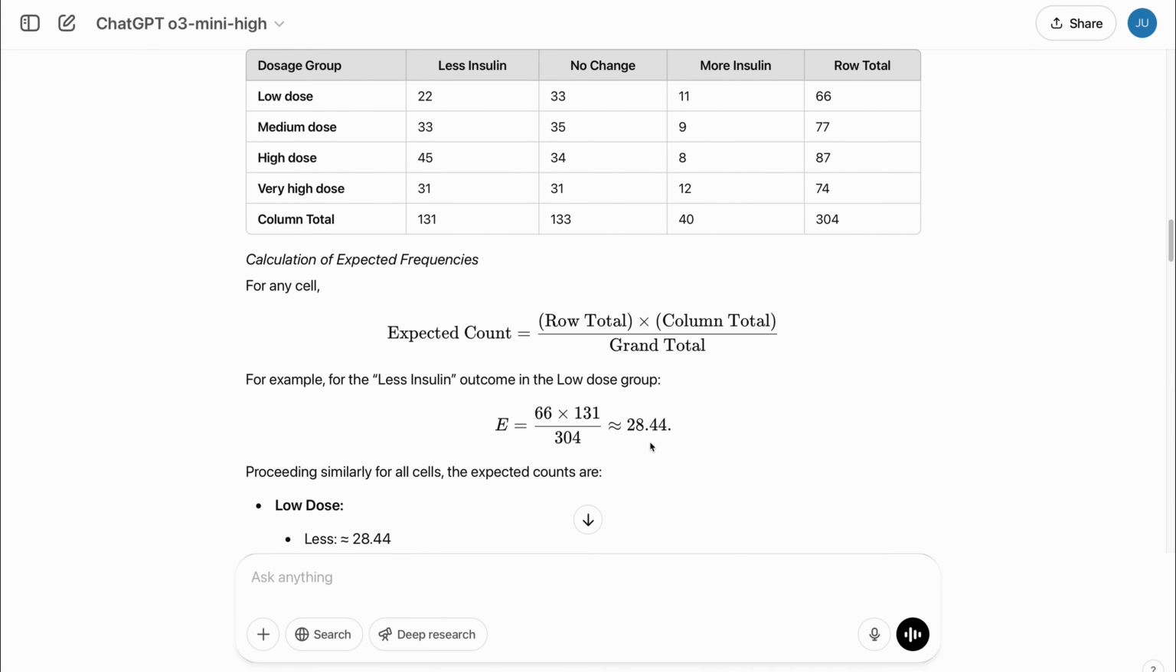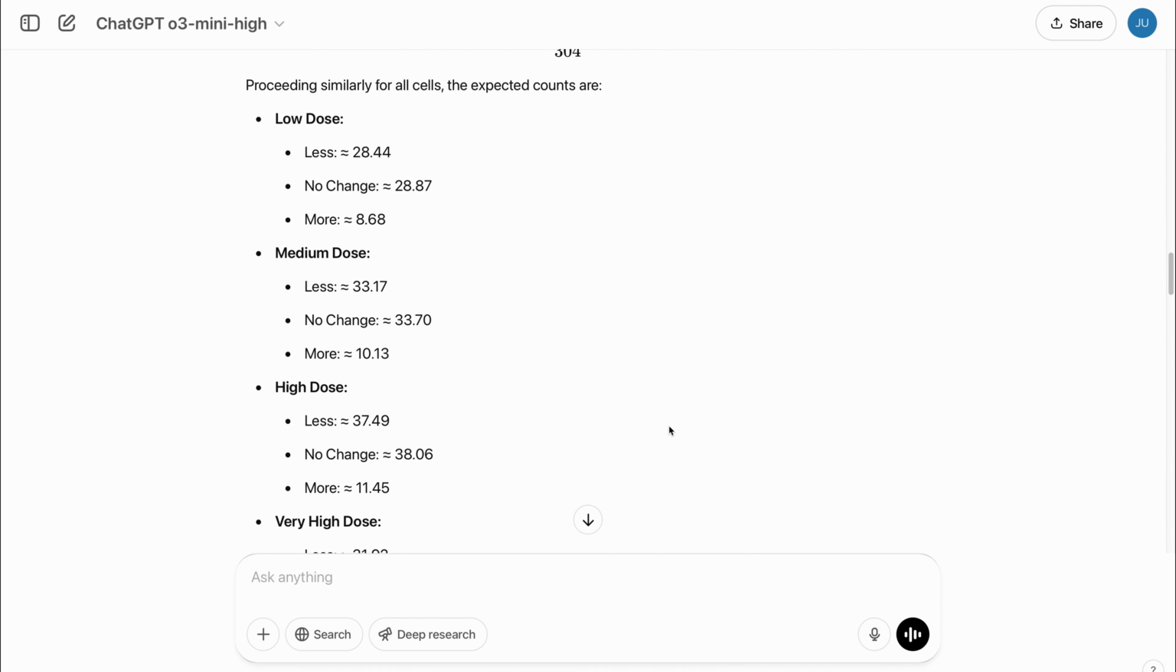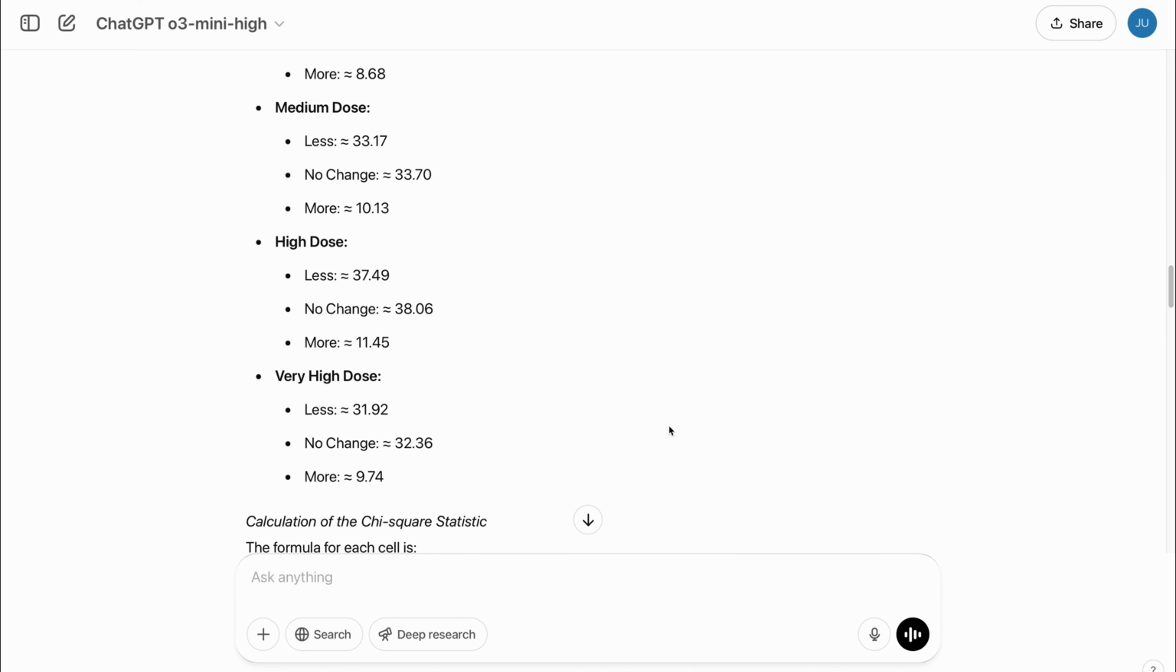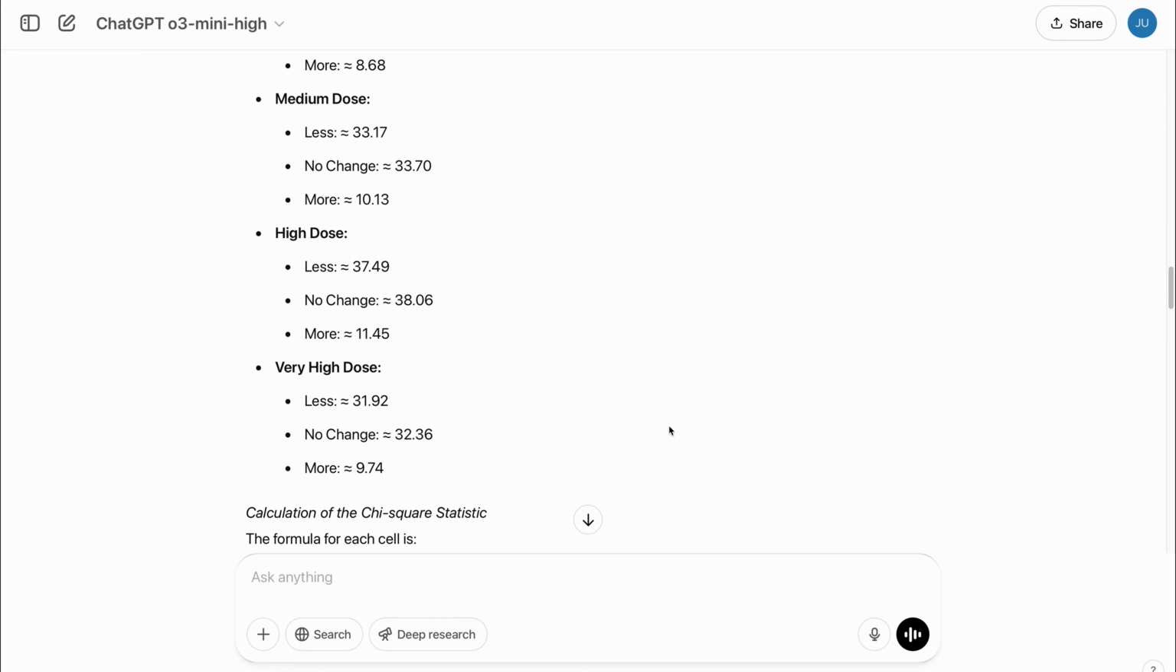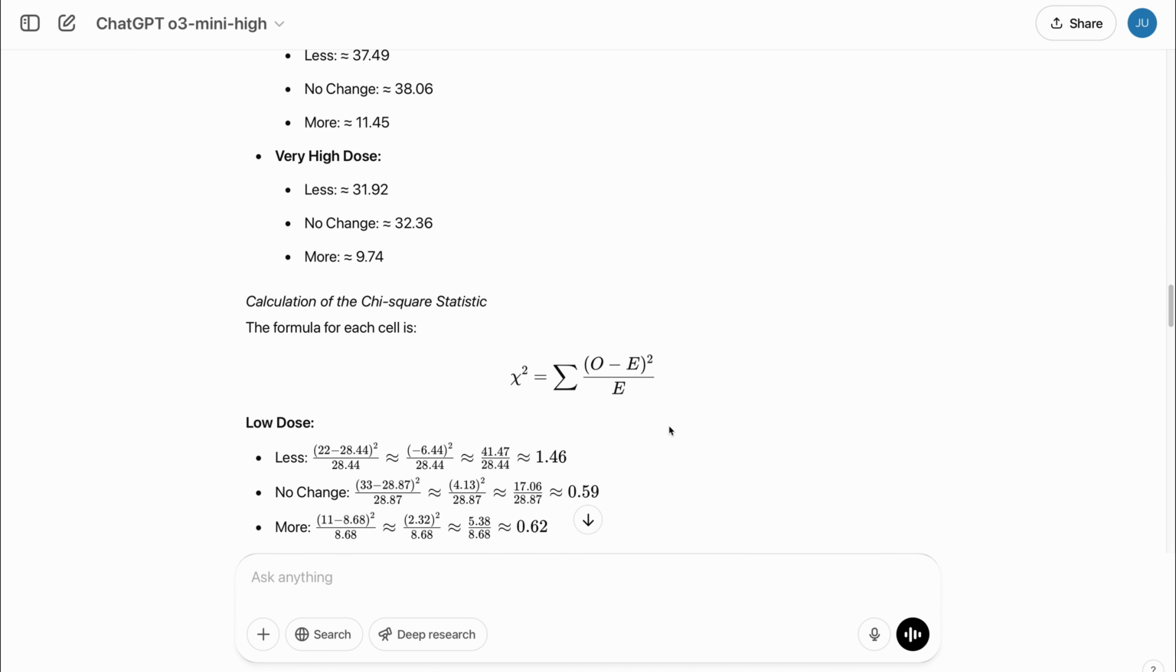And so if I look at this 22 here in cell E sub 11, that will be its row total 66 times its column total 131, divided by 304. I observe 22, but under the null, I would expect 28.44. And I would do that for all 12 of the cells. You can pause there and you can see all the values that ChatGPT did. And I think that's pretty much the same as what we did.